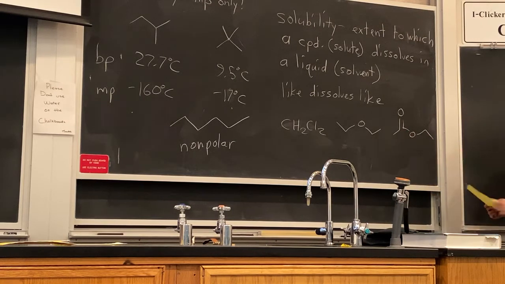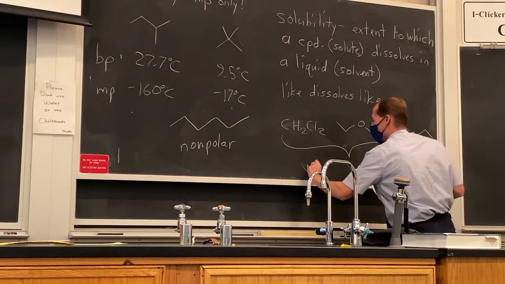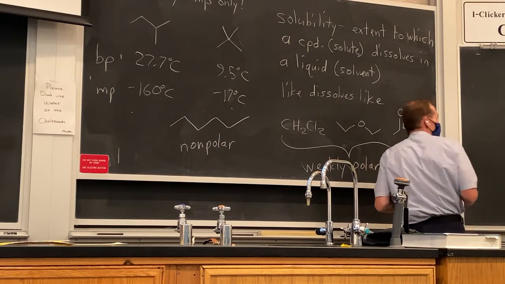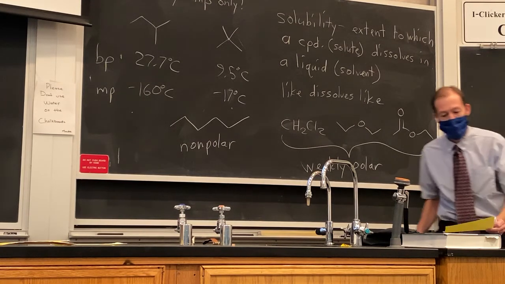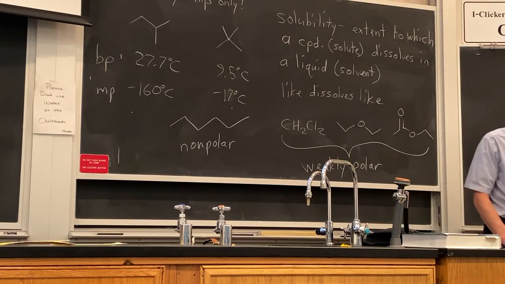This is known as ethyl acetate, commonly used in fingernail polish remover. It dissolves fingernail polish. It dissolves many other organic compounds as well. So these molecules we would refer to as being weakly polar, meaning they are not as polar as water, but they are polar enough to dissolve most polar organic compounds. So let's test out the like dissolves like rule.